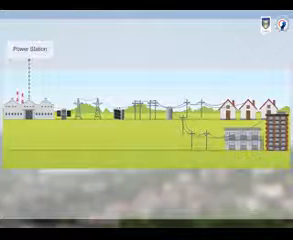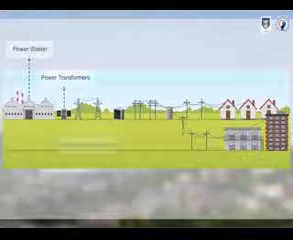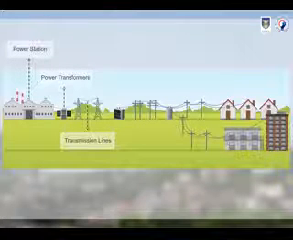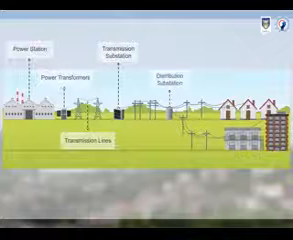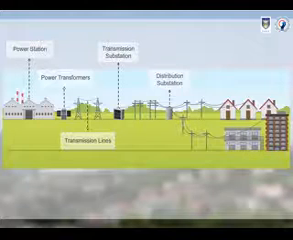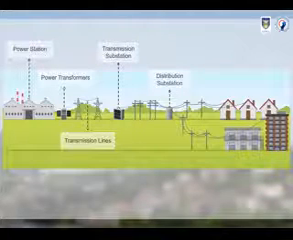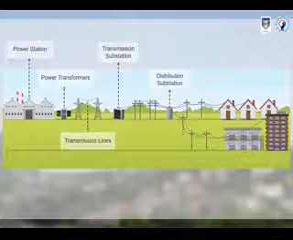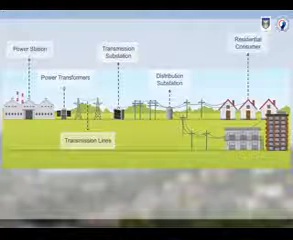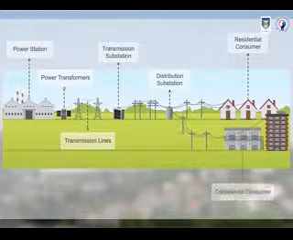Electricity is generated at different power stations. It is then transmitted through various channels like power transformers, transmission lines and transmission substations to the distribution substations. Finally, distribution substations distribute the electrical energy to residential and commercial consumers.